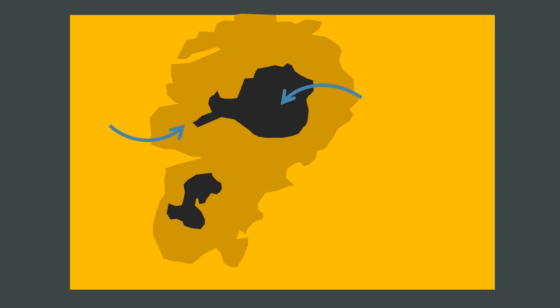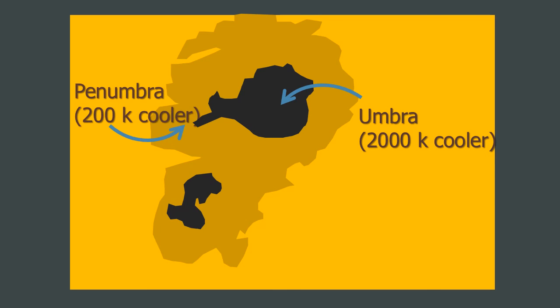When I say that sunspots are small dark patches of the photosphere, they're often about the size of Earth, so they're not really that small. You may notice that the sunspots appear to have two parts. The inner darker part is called the umbra, which is about 2,000 Kelvin cooler than the photosphere. And the outer part, which is not quite so dark, is the penumbra, which is about 200 Kelvin cooler than the photosphere.